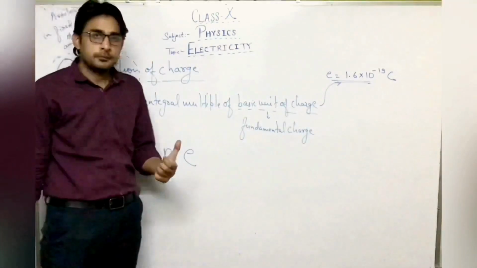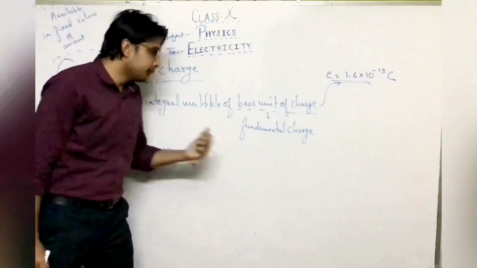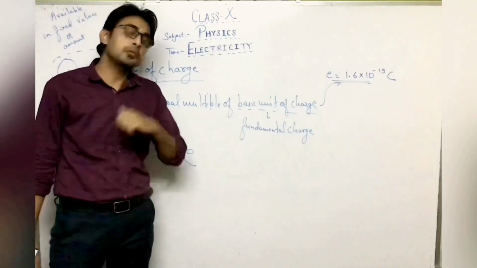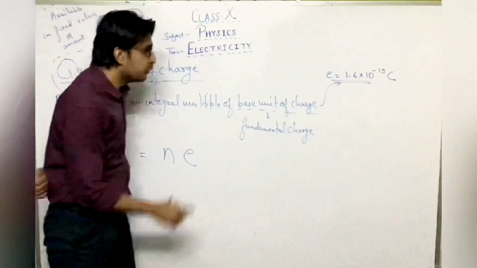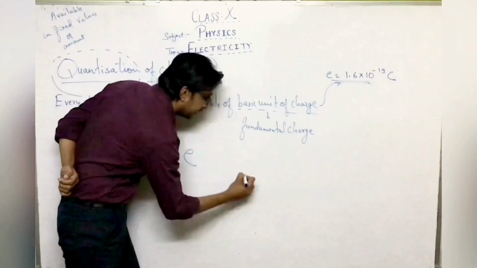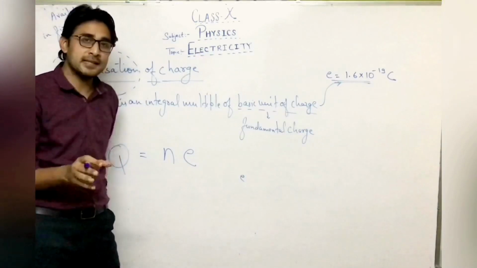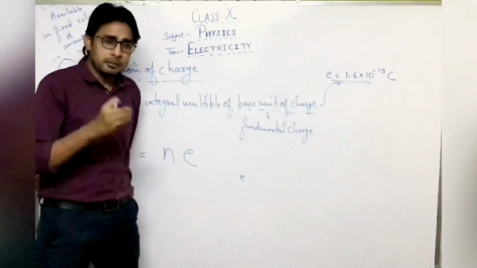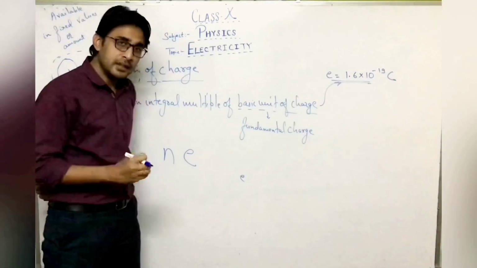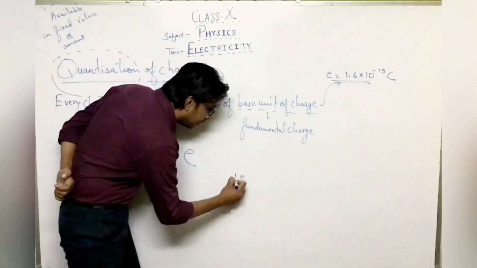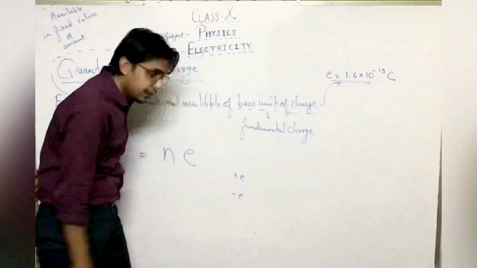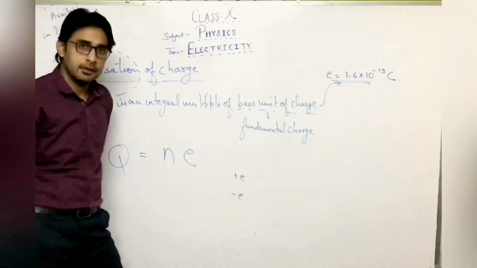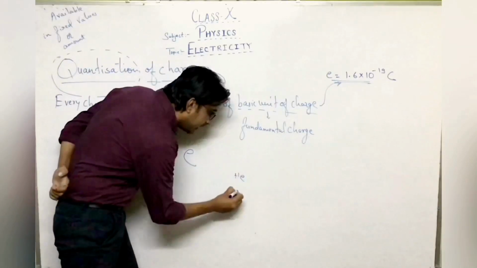Now, it means that suppose you want to transfer a minimum charge from one body to another. So what will you transfer? You will transfer e. I told you what is the minimum charge that exists? e, which is equal to 1.6 into 10 to the power minus 19. So the minimum charge we can transfer is e. Either it can be positive or negative. The value of e is 1.6 into 10 to the power minus 19 coulomb. It means that it is 1e and minus 1e.